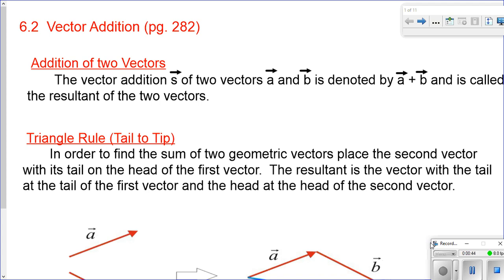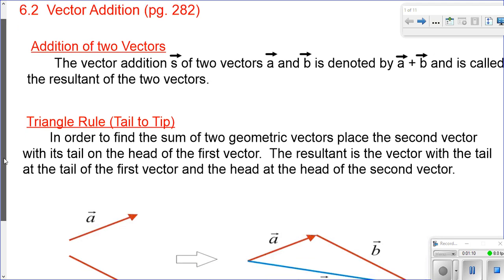So let's say I'm in a canoe and I'm paddling across at a certain speed, and the current or the waves push me off course a little bit. So the first vector is my paddling speed. The second vector is the current, and my resultant vector is where I end up. And that's really the way to address it.